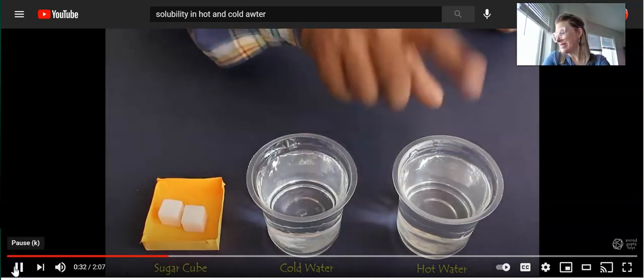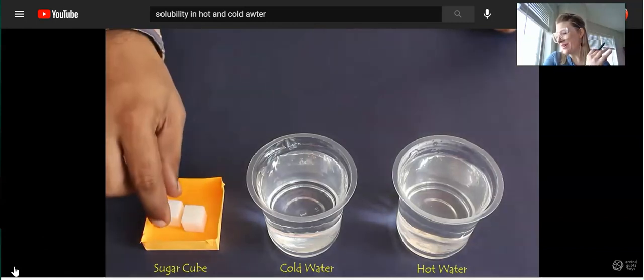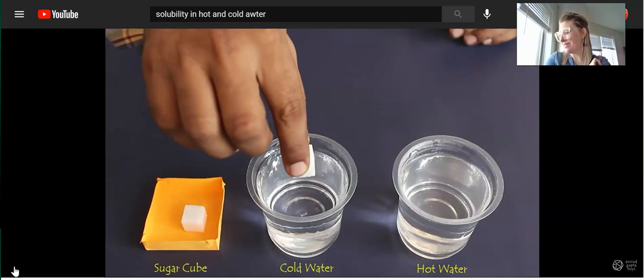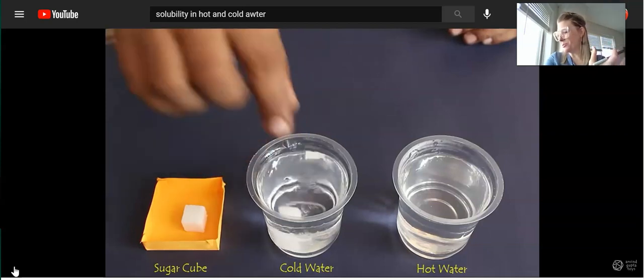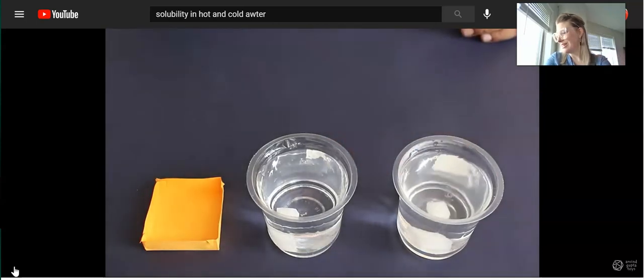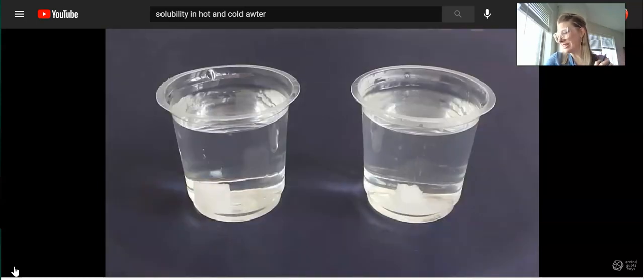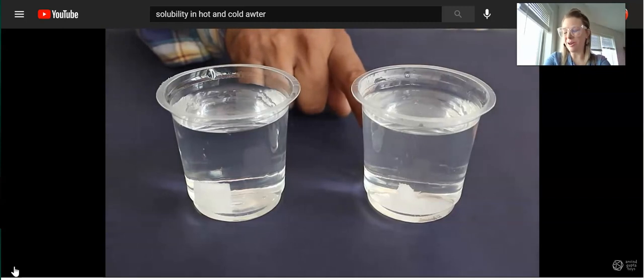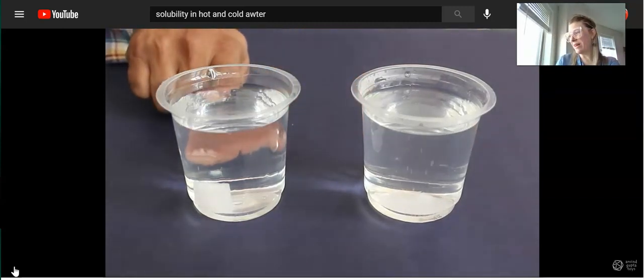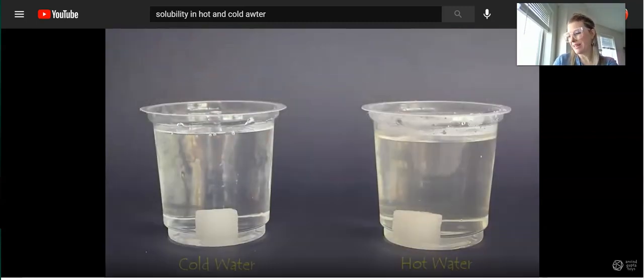The right glass has hot water, and the left glass and the middle glass are cold water. We take a sugar cube and put one in each of the two cups of water, one cold and one hot. Then wait and see which glass the sugar cube dissolves in first. You will see that there is much more activity in the hot water as the sugar is dissolving compared to the cold water. The sugar cube will dissolve more quickly in the hot water.